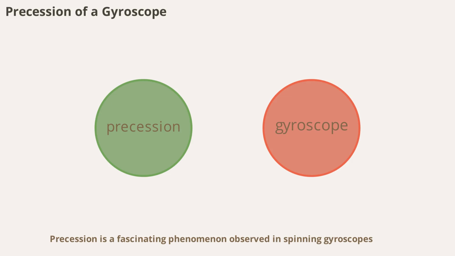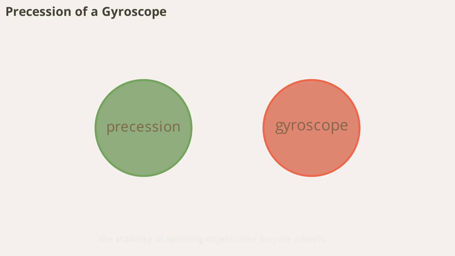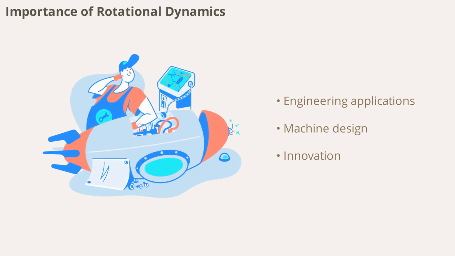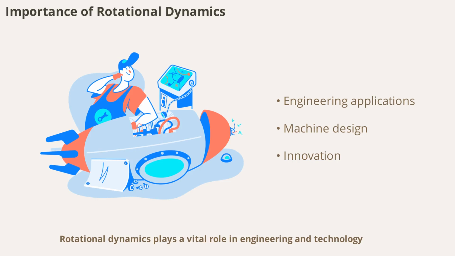Precession is a fascinating phenomenon observed in spinning gyroscopes. When a torque is applied perpendicular to the axis of rotation, the axis itself begins to trace out a cone-shaped path. This motion, known as precession, is crucial in navigation systems and helps explain the stability of spinning objects like bicycle wheels. Rotational dynamics plays a vital role in engineering and technology.